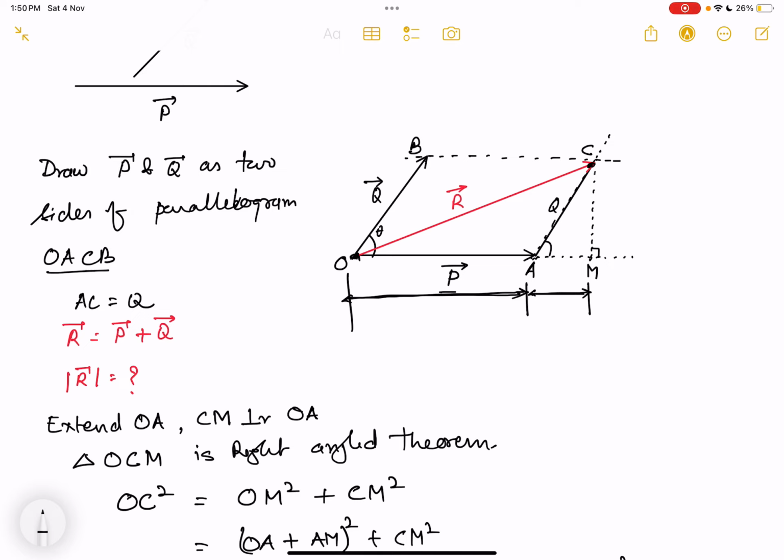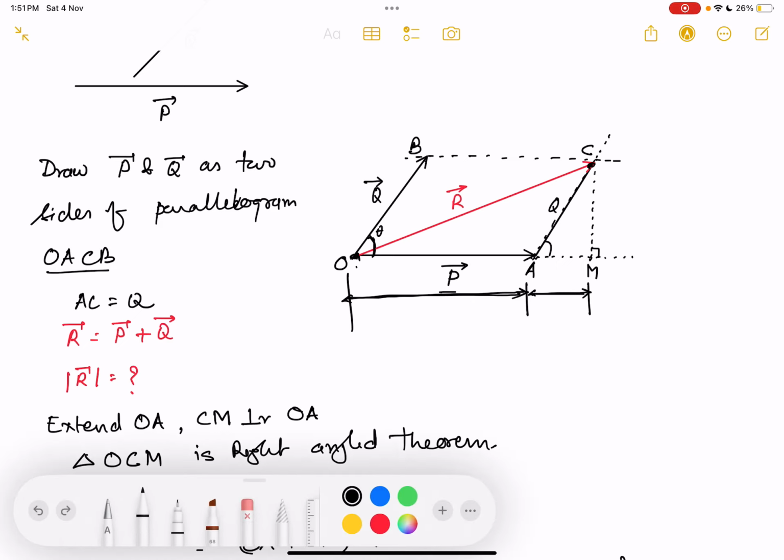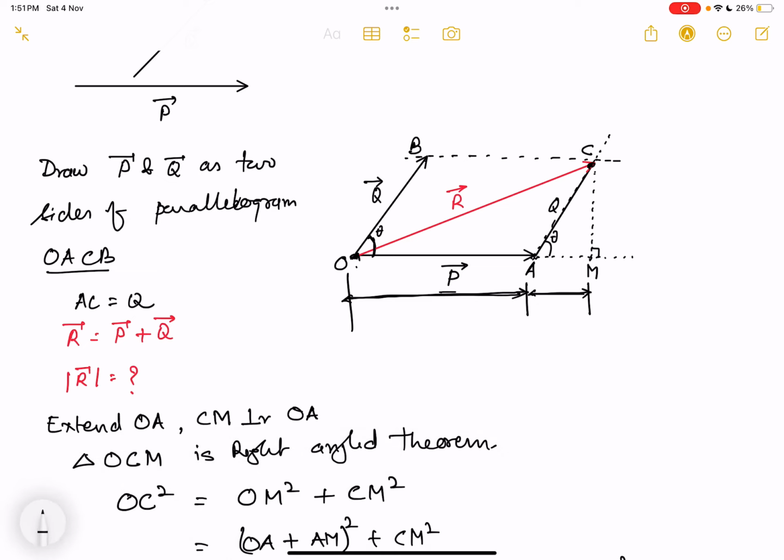So you will find that these two lines OB and AC are parallel, and OA is a transversal. Therefore this angle theta has to be equal to this angle theta. Correct? What do we call these angles? Corresponding? Alternate. These are corresponding angles. So they are same. So now focus on this.